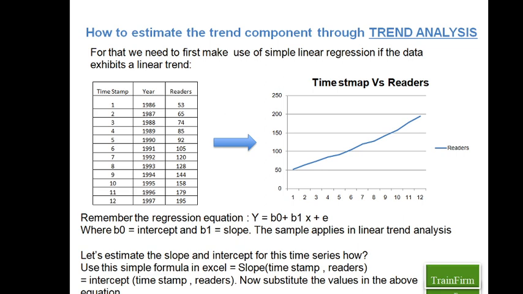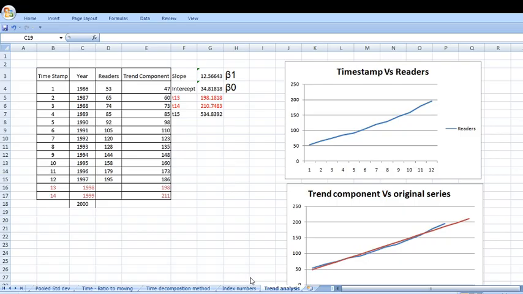If you copy this data into an Excel sheet, which I have already done for you, let's look into that Excel sheet and see this data plotted there. Okay, so I've got the data put in here. I'm plotting the timestamps, first year to 12th year, and the number of readers, 53,195 and so on, and I see that there is a linear trend.